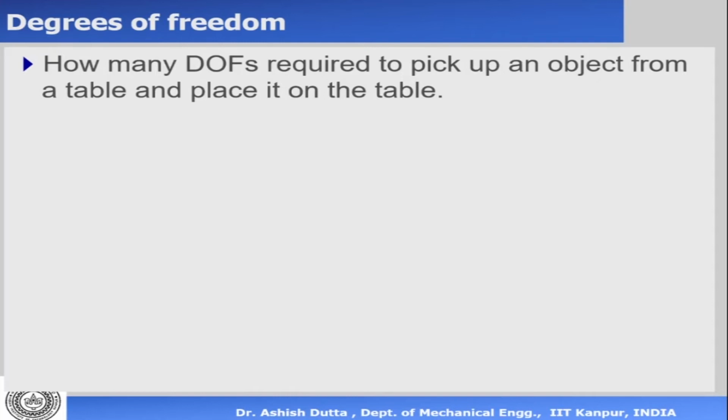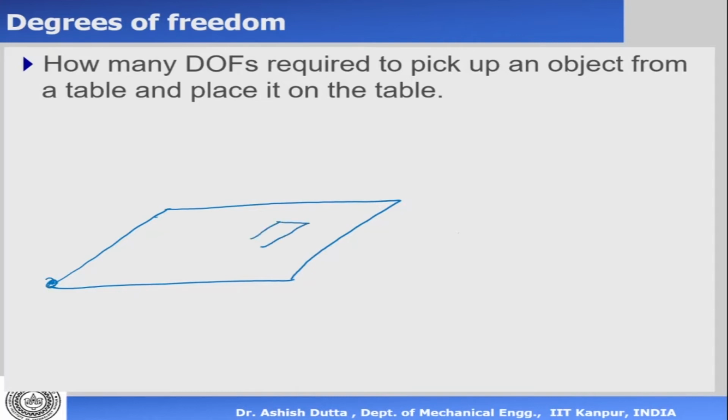Suppose you want to make a robot, or buy a robot, a serial arm. We'll talk of mobile robots later. Now you want to pick up an object from a table and put it somewhere else. So this is a table, and a robot has been placed there. The robot has to pick up this object, which is lying flat on the table.